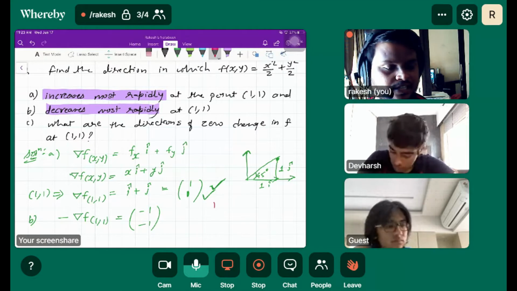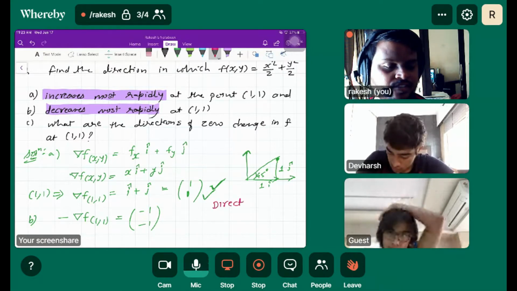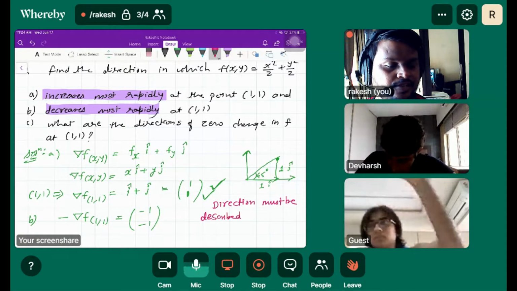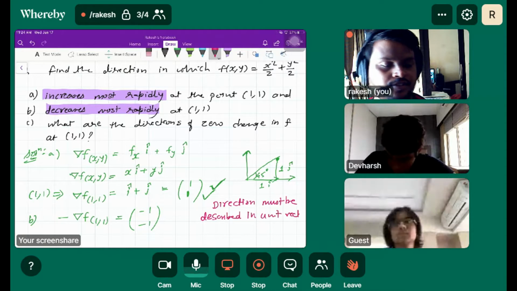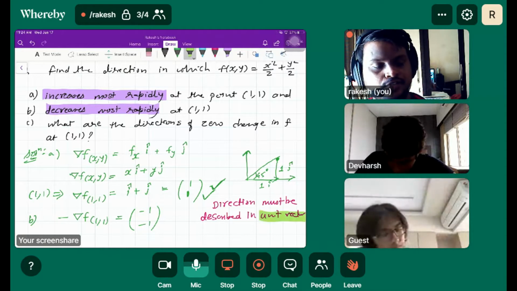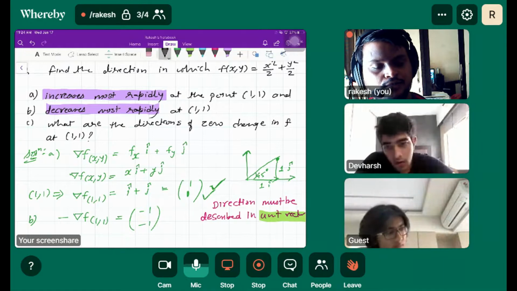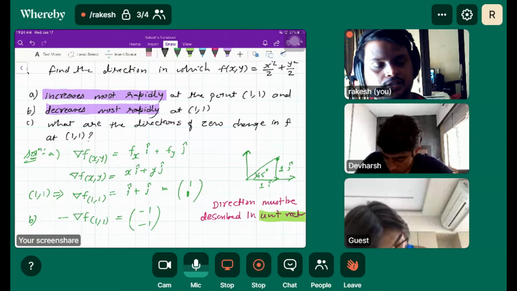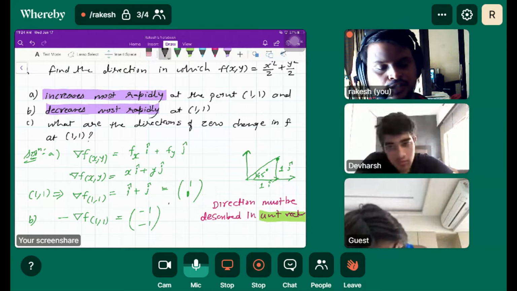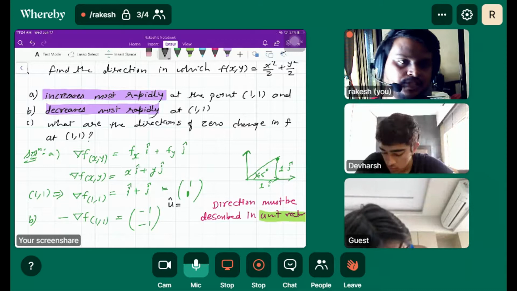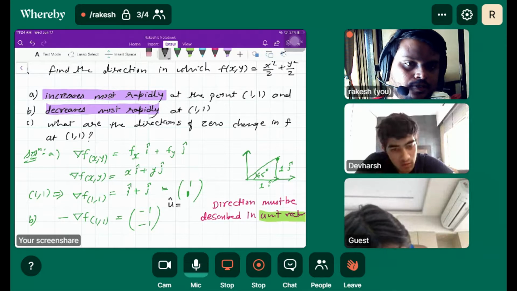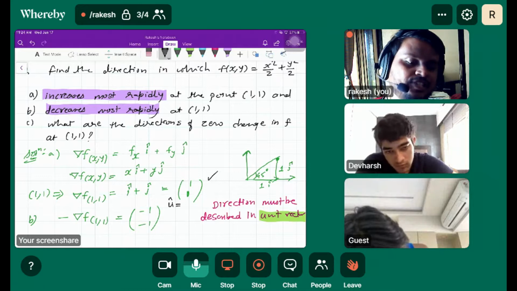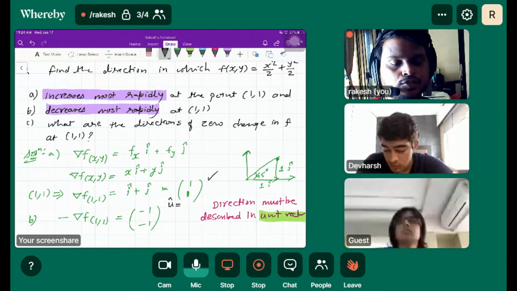Let me write one important line. The direction must be described in unit vector. The direction must be described in unit vector. Okay. So we have to find out unit vector along this vector. We have to find out unit vector along this del f. So what is unit vector along this? That would be the direction basically. Obviously this is also right, but in this course we have to describe the direction in terms of unit vector, right? So what is unit vector here?